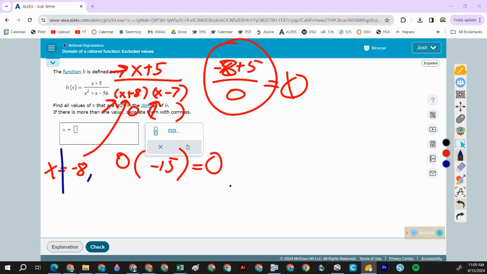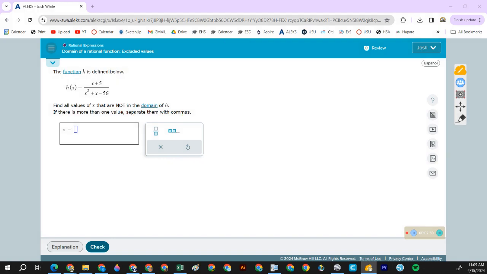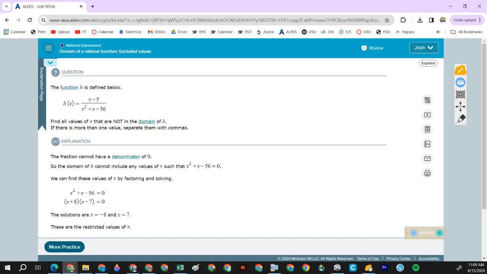Similarly, x is not allowed to be 7, because then I would get 7 plus 5 over 15 times 0, and the bottom is 0 once again. So anytime you have a factor in the denominator, the root associated with that factor is what we call an excluded value. So let's do another one of those. Negative 8 and 7 are the answers.